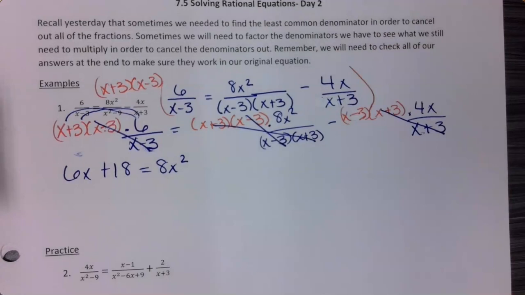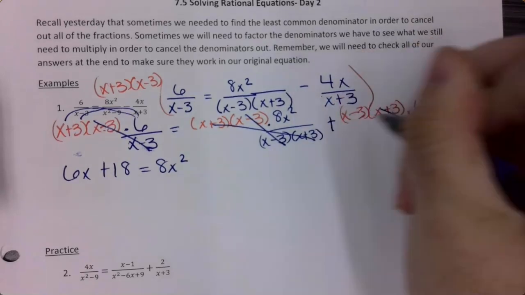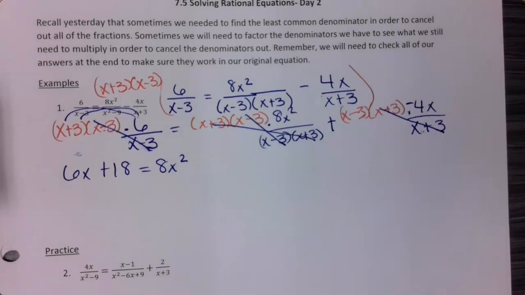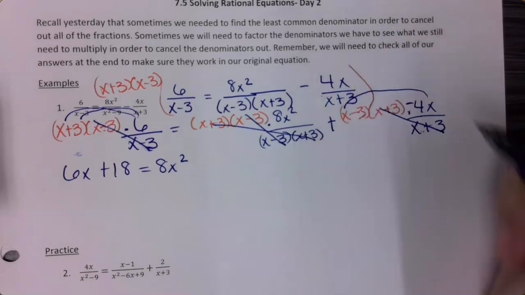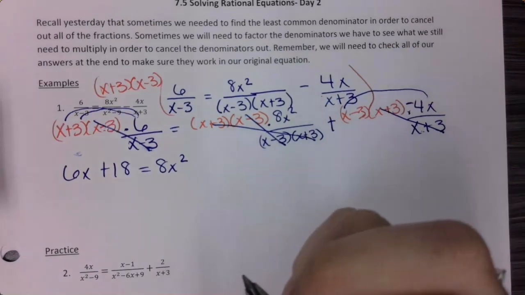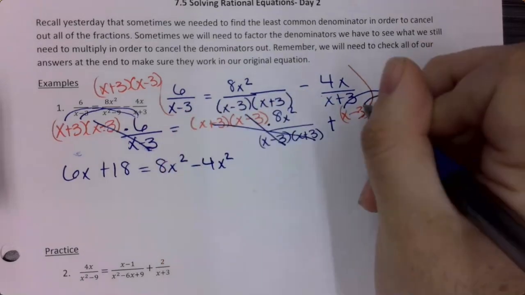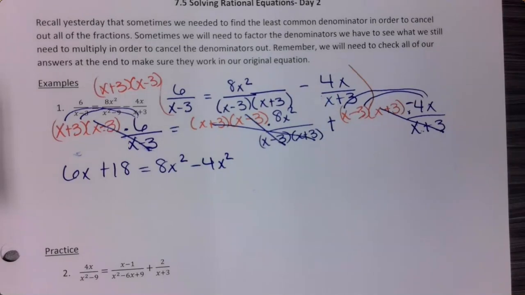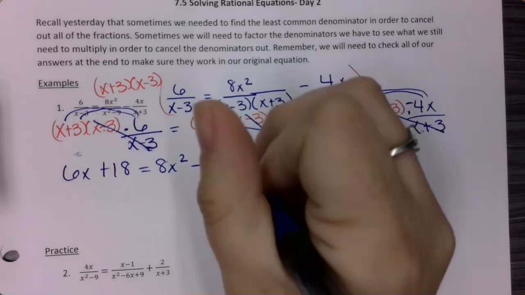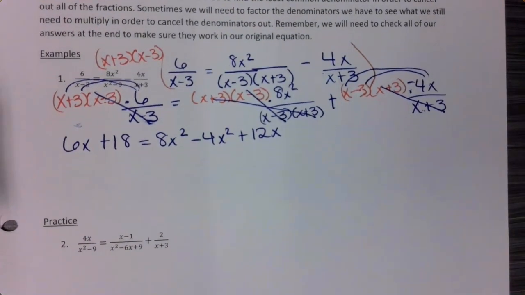Okay. So then I want to distribute. I have a negative and a 4x. So that's going to make it negative 4x if I go ahead and change my signs. Negative 4x times x gets me negative 4x squared. Negative 4x times negative 3 gets me positive 12x.